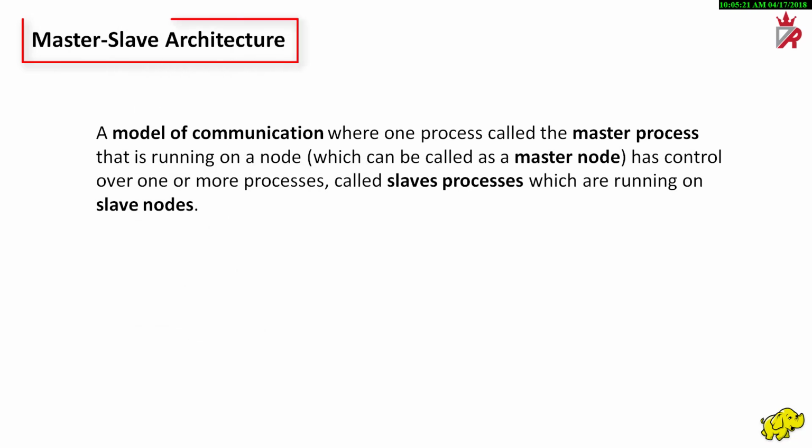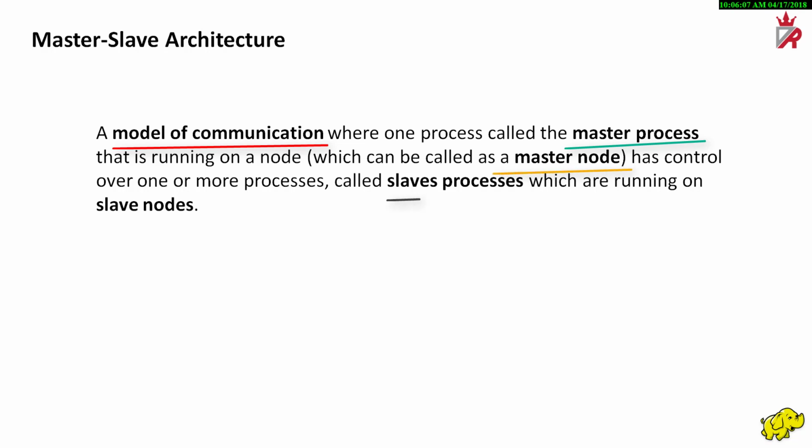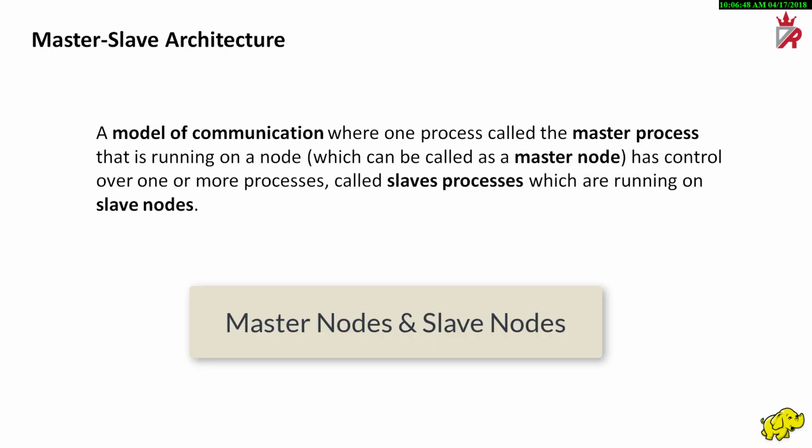Hadoop adopted a master-slave architecture design for both distributed storage and for distributed processing. Now, what is a master-slave architecture? It is a model of communication where one process called the master process that is running on a node which can be called a master node has control over one or more processes called slave processes which are running on slave nodes. That means on a fully configured Hadoop cluster, there are a set of machines or nodes which are master nodes, and there are another set of machines which are slave nodes.